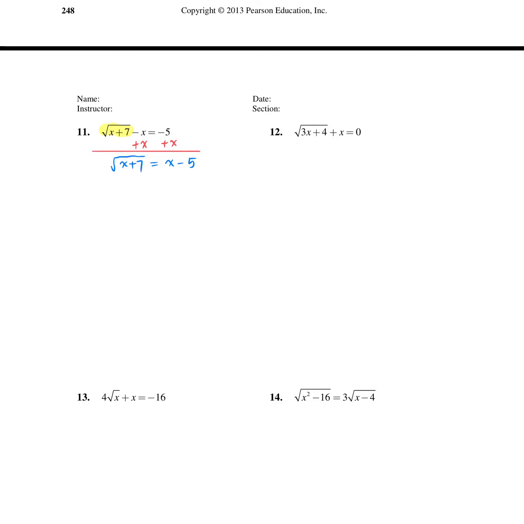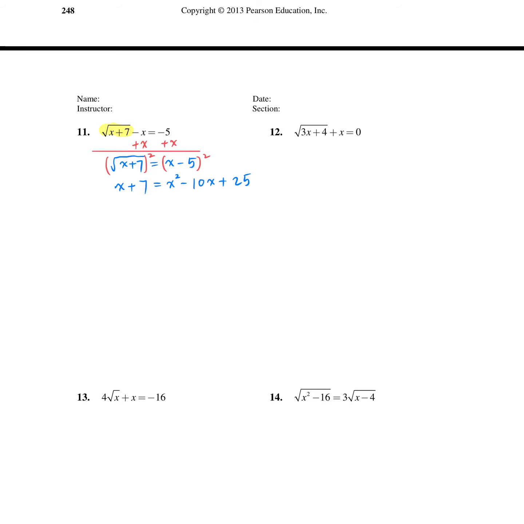Now the radical part is isolated. We square both sides. On the left hand side, we have x plus 7. On the right hand side, I'm going to apply the formula for a minus b squared. x squared minus 2ab, that's 2 times x times 5, that's 10x, plus b squared, that's 5 squared, which is 25. We got a quadratic equation.